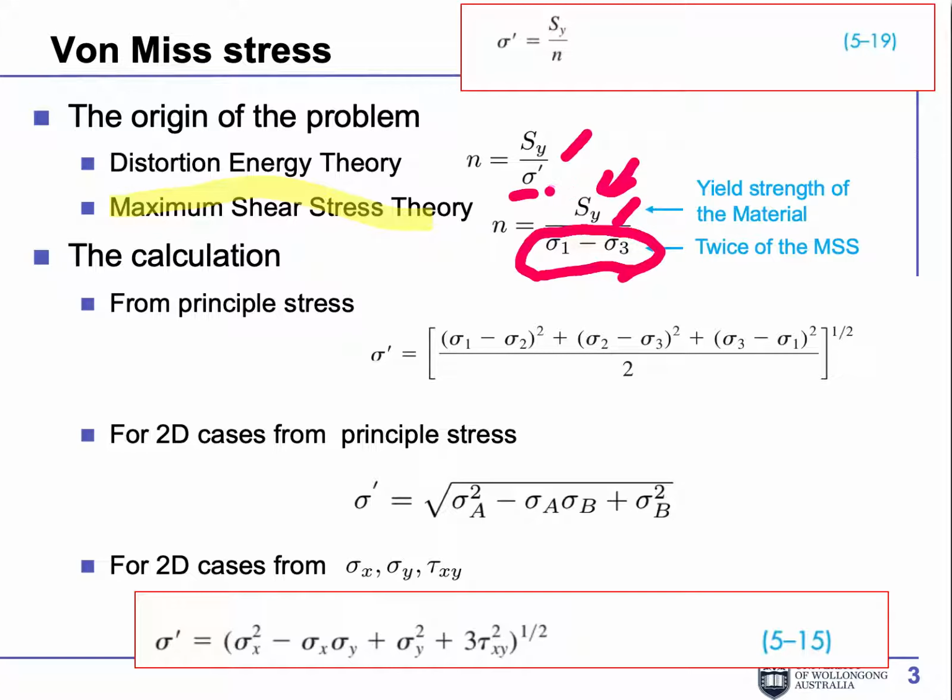So you can see both methods are trying to reduce a complicated loading situation into something really simple. Only one value, or for the maximum shear stress, twice the maximum shear stress.